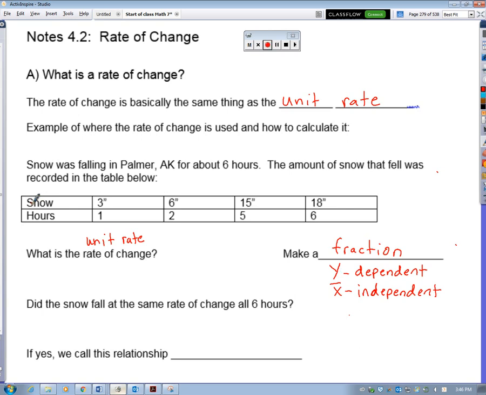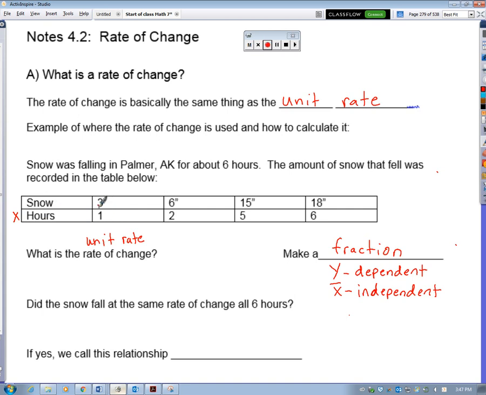So, we have snow and we have hours. One of these categories is going to be y, one is going to be x. So we have to ask ourselves, which one of these can change and which one cannot. Take a look at hours. Hours is something that is always going to be the same. 1 hour is always 1 hour. We can't add any more minutes or seconds to an hour or take anything away. Hours is something that cannot change. This is going to be our x numbers.